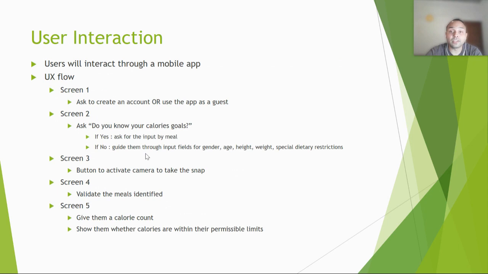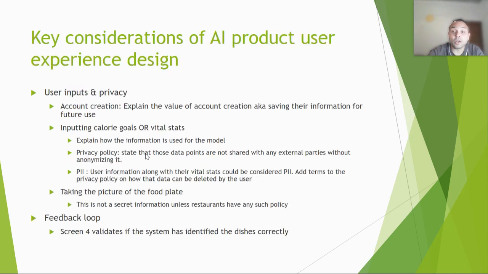For user interaction design, I have 5 screens that I will have on the app. Starting from creating an account on the first screen, the second screen is about setting their calorie goals, the third screen is about taking the picture, the fourth screen is about validating the dishes contained on the food plate, and the fifth screen is about giving them a calorie count for their food plate.